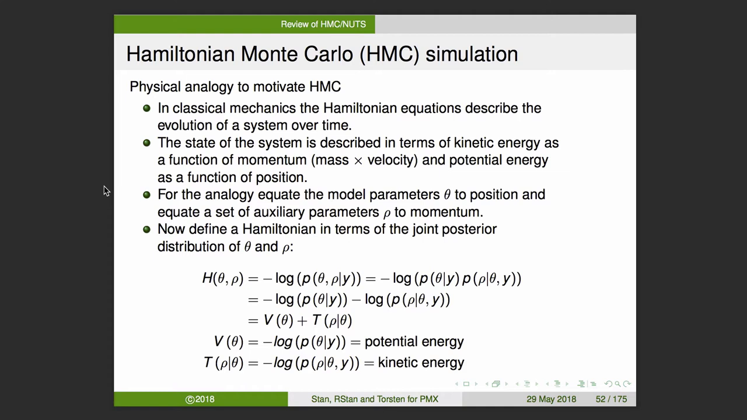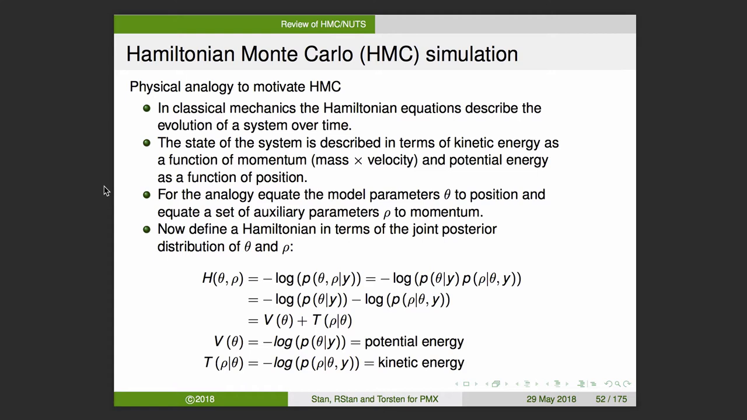And then there's going to be a set of auxiliary parameters that I'll call rho that we're going to equate with momentum. And then we're going to define a Hamiltonian in terms of our joint posterior distribution, particularly the joint posterior distribution not just of our parameters, but of both the parameters and those auxiliary parameters, rho. So our Hamiltonian is going to be minus the log probability: minus the log of this joint posterior density for the parameters we care about, as well as those auxiliary parameters. I can decompose that in terms of the product of the posterior we really care about, the posterior in terms of theta, and this other thing, which is the density for the auxiliary parameters given theta and our data y.